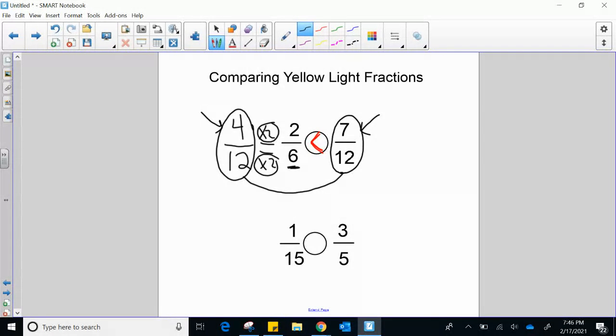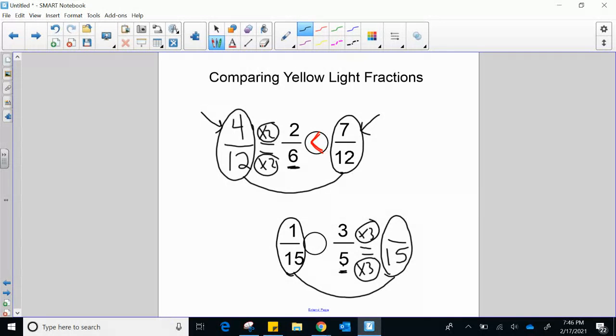Again, with yellow light fractions, the smaller denominator is going to become the bigger denominator. So the bigger denominator is going to stay the same, and we're going to turn the smaller one into the bigger one with the Watoda Madud to create green light fractions. To go from 5 to 15, we are going to Watoda Madud times 3. Do the same thing to the numerator. 3 times 3 is 9. We've turned yellow light into green light. We have 1/15 on the left, 9/15 on the right. Having 9 out of 15 is definitely greater than having 1 out of 15.